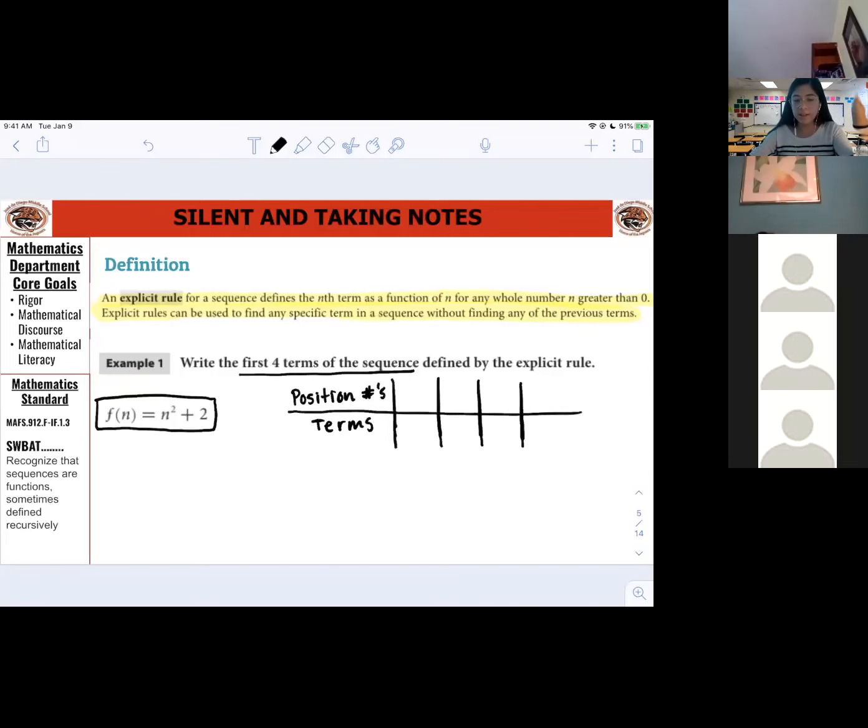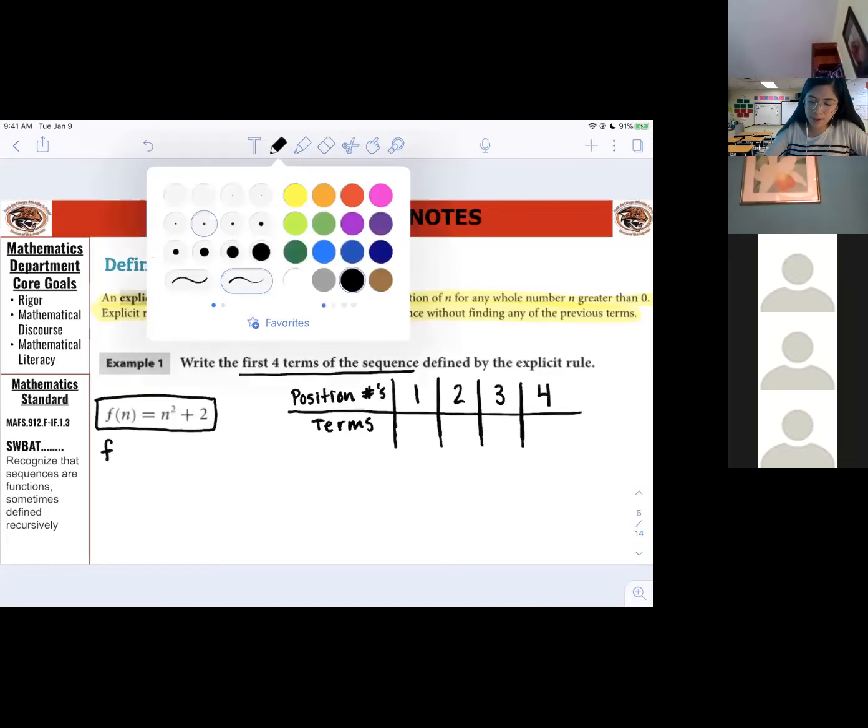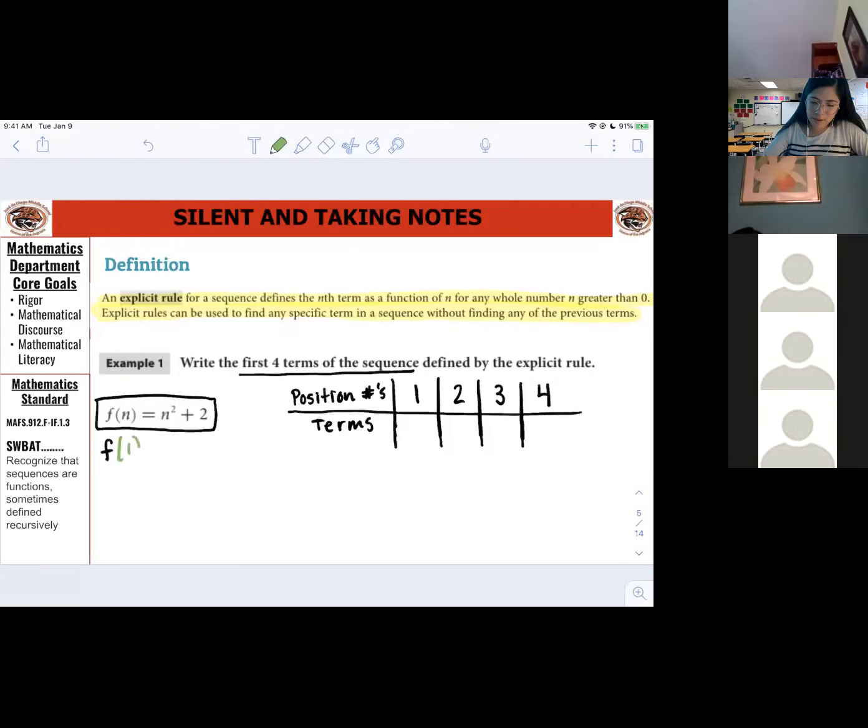And since it's asking me to find the first 4 terms, what are the first 4 terms? It's going to be number 1, number 2, number 3, and number 4. So it's basically just telling me to find the first 4 numbers in this pattern. So I'm going to plug in a 1, a 2, then a 3, and then a 4. So let's start with plugging in my 1. So my first input is 1. Everywhere I see an n, I'm going to replace it with a 1. This is just like what we did the last couple days.